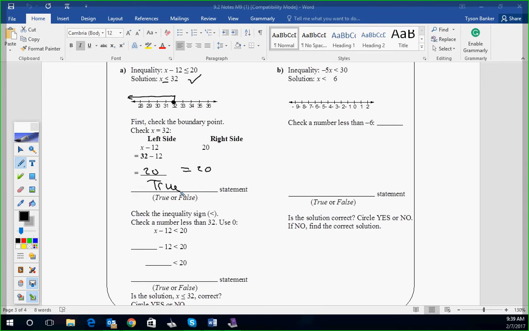Check the inequality sign. This one should all have this equal to here. All they're doing here is they're saying 12 minus 12, x plus 20. So it's true.